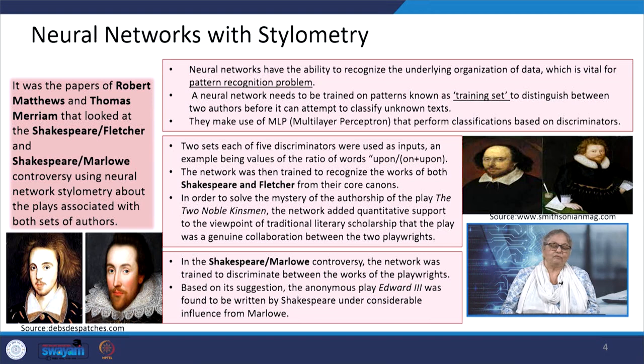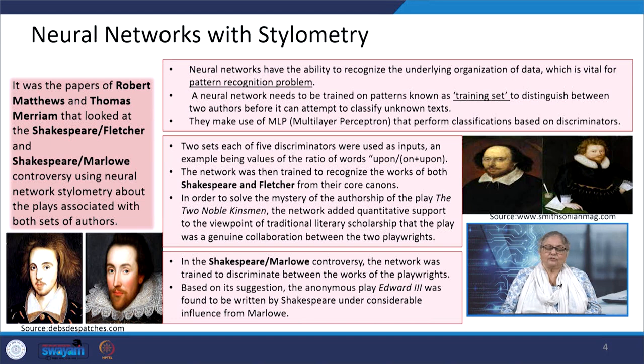Controversies about Shakespeare versus Fletcher and Shakespeare versus Christopher Marlowe were taken up. It was the papers of Robert Matthews and Thomas Merriam that looked at these controversies using neural network stylometry about the plays associated with both sets of authors. Neural networks have the ability to recognize the underlying organization of data, which is vital for pattern recognition problems. A neural network needs to be trained on patterns known as a training set to distinguish between two authors before it can attempt to classify unknown texts.